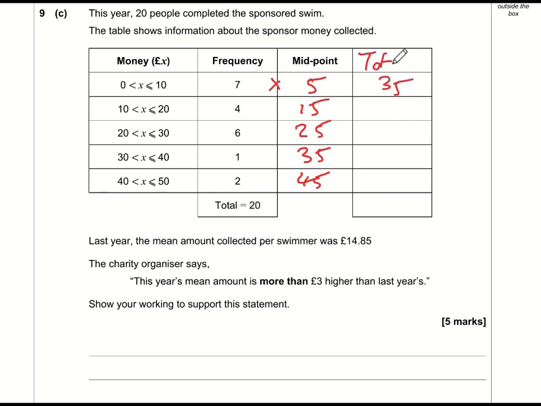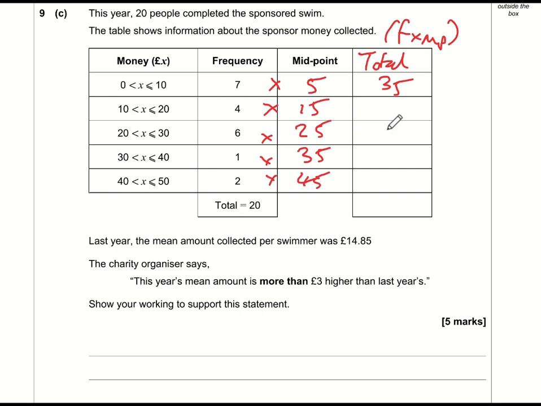So this here is a total column, it's the frequency multiplied by midpoint. So we'll do the same for all of these. I was just trying to explain the rationale as to why we do this. A lot of people might know what to do, that it's just frequency times midpoint, without really understanding why.